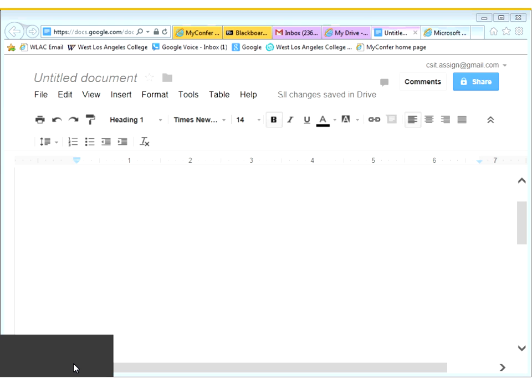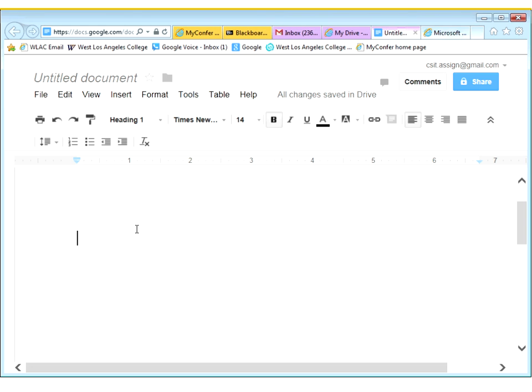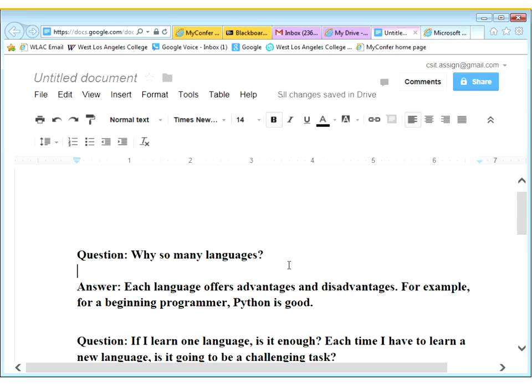I'm going to put these two questions together so I can talk about them at the same time. The first one is, why so many languages? Each language offers advantages and disadvantages. For example, for a beginning programmer, Python is good. It's an easy language to learn. It's forgiving. It gives a lot of feedback in terms of what you might be doing wrong. There are many web-based environments where you can test your code. You don't have to install anything on your computer. One of those I'm going to show you today. So you get an idea that Python is a very good language for beginners to learn.